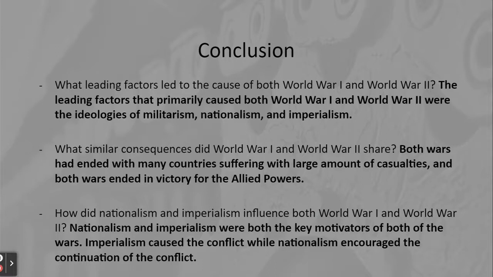How did nationalism and imperialism influence both World War I and World War II? Nationalism and imperialism were both key motivators of both of the wars. Imperialism caused the conflict, while nationalism encouraged the continuation of the conflict.